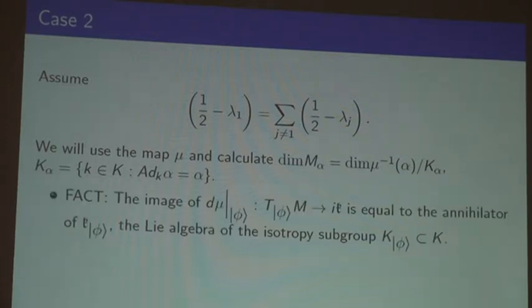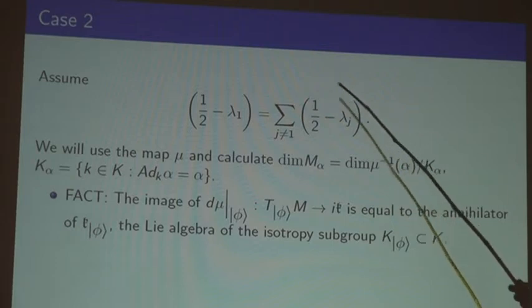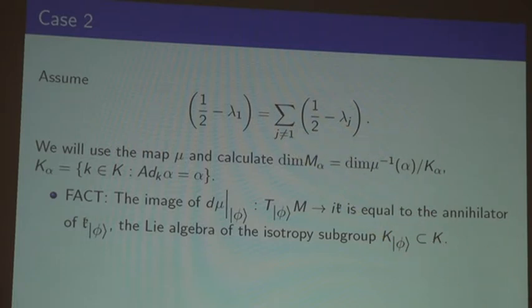And we will use the fact that the image of the derivative at point phi is equal to the annihilator of the algebra of the stabilizer of state phi. And we use this fact to find the stabilizer. So if we have a stabilizer, we search for the eigenvectors of this stabilizer, and we check which of them are mapped to point alpha, and which are mapped on this space. Okay, and then we have the state phi.